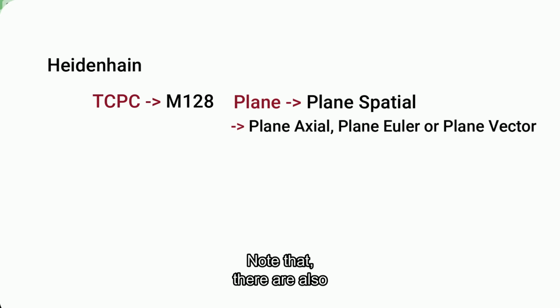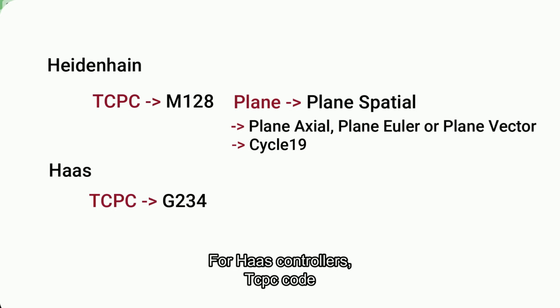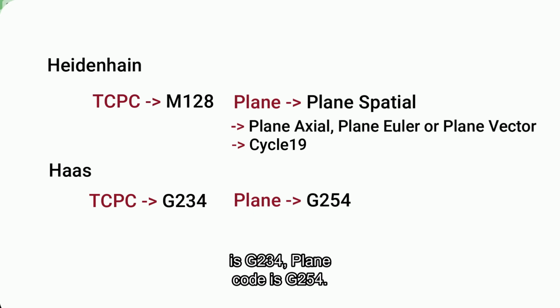Note that there are also other plane codes in Heidenhain. For instance, older Heidenhain controllers use Cycle 19 as the plane code. Also note that we mostly prefer to use plane spatial in our post processors. For Haas controllers, TCPC code is G234, plain code is G254.